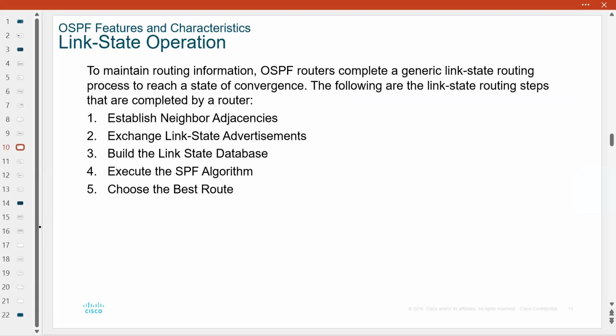Right. Link state operation. To maintain routing information, OSPF routers complete a generic link state routing process to reach a state of convergence. The following are the link state routing steps that are completed. Right, we have step number 1, establishing neighbor adjacency, exchange link state advertisements, build the LSDB, execute the SPF algorithm, choose the best route. So I think I've already touched on all these steps.